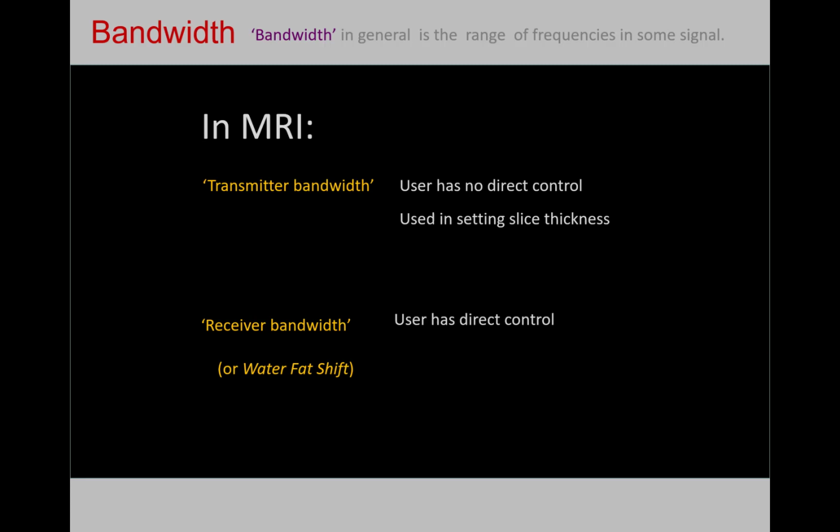The receiver bandwidth, on the other hand, you do have direct control over, so you can sit at the console and type in a figure for the bandwidth that you want. And it has an impact on the image. It's the receiver bandwidth that this talk is about exclusively, and in general, when you hear bandwidth in MR, we're talking about receiver bandwidth, not transmitter bandwidth, except in the very specific case of slice selection.